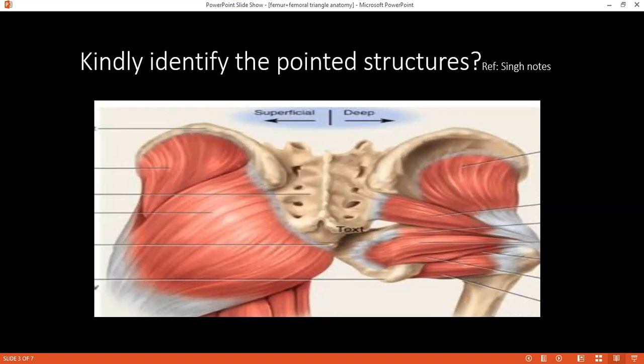Okay. Can you tell me what is the iliotibial tract and where does it insert? Iliotibial tract extends from the iliac tubercle to the lateral aspect of the tibial condyle. It mainly stabilizes the hip and knee joint. Okay.